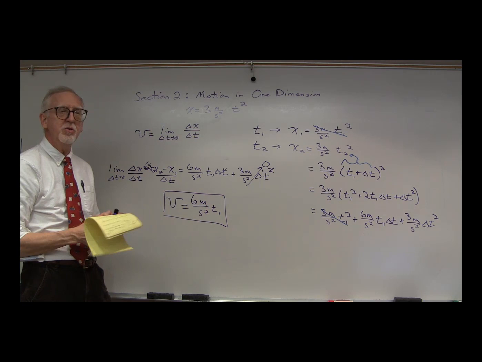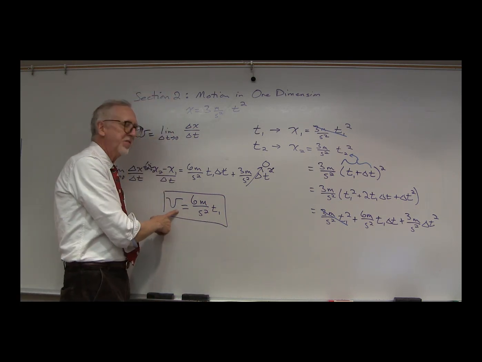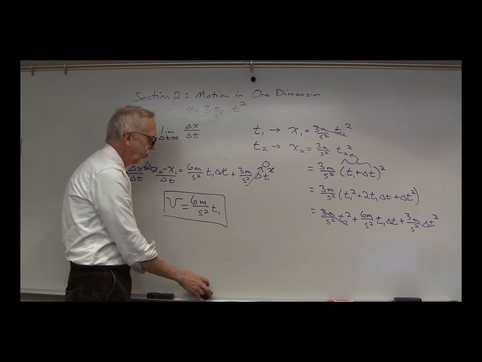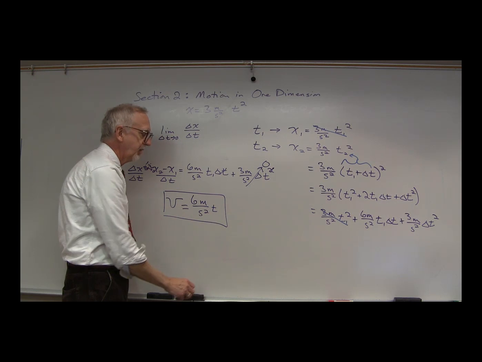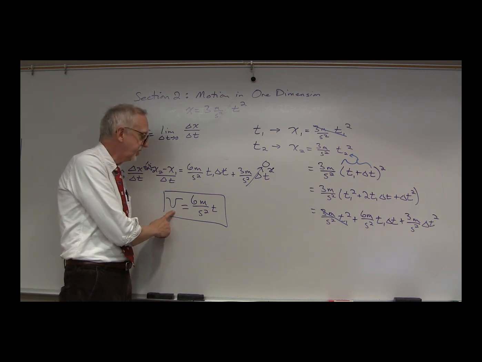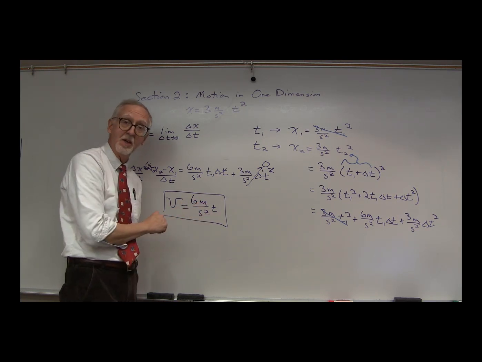Now, notice we used some arbitrary initial time t1, so this would be the instantaneous velocity at time t1, or if we just want to say any arbitrary time t, we could say that the velocity as a function of time is equal to 6 meters per second squared times t.